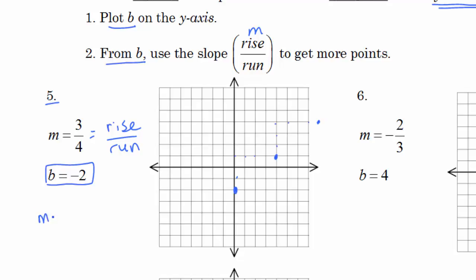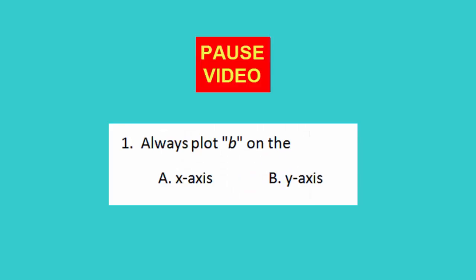I also want you to know that a positive over a positive is the same as a negative over a negative, right? So I could from this point go down 1, 2, 3 and go left 1, 2, 3, 4. Look at those points. They are collinear. So that's how we're going to use the slope to get more points, to make our graph just a little bit more accurate.